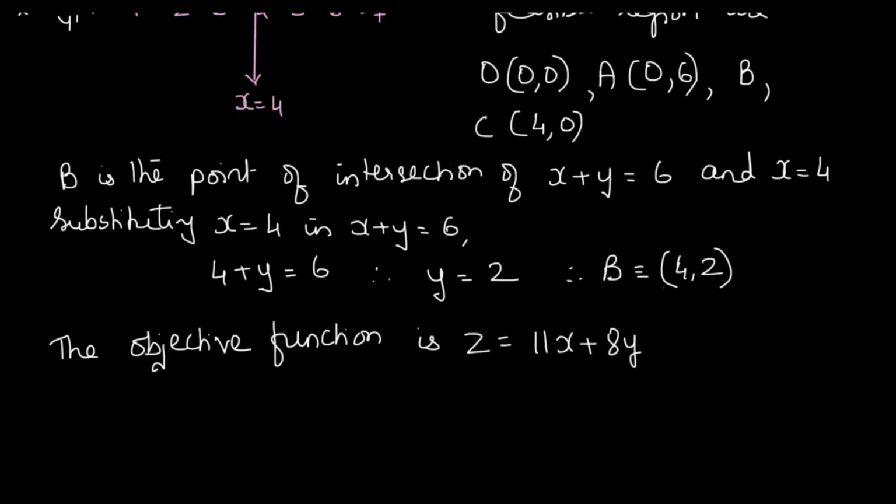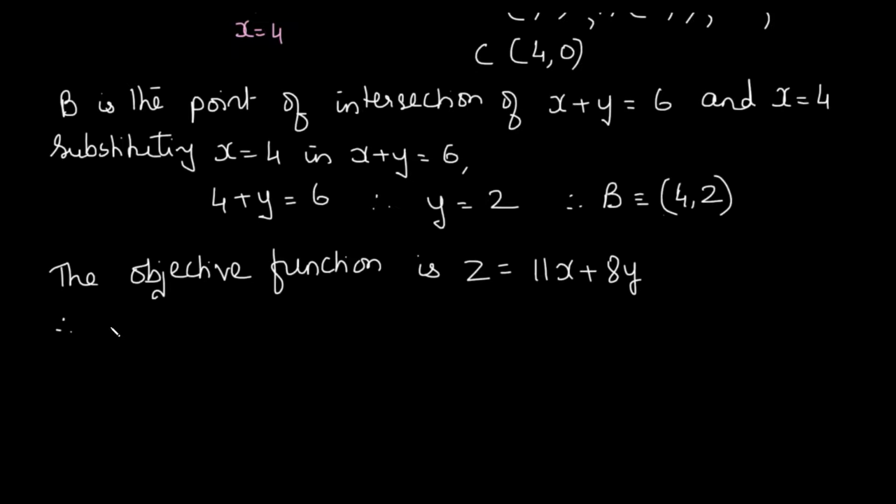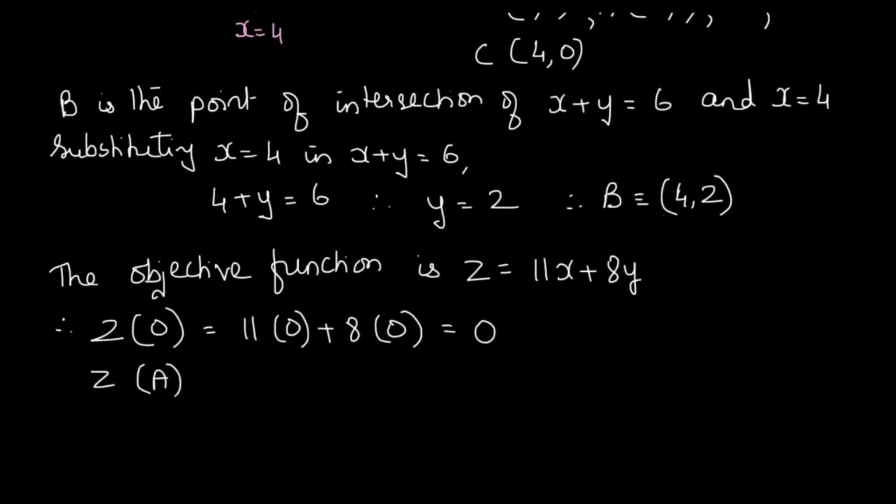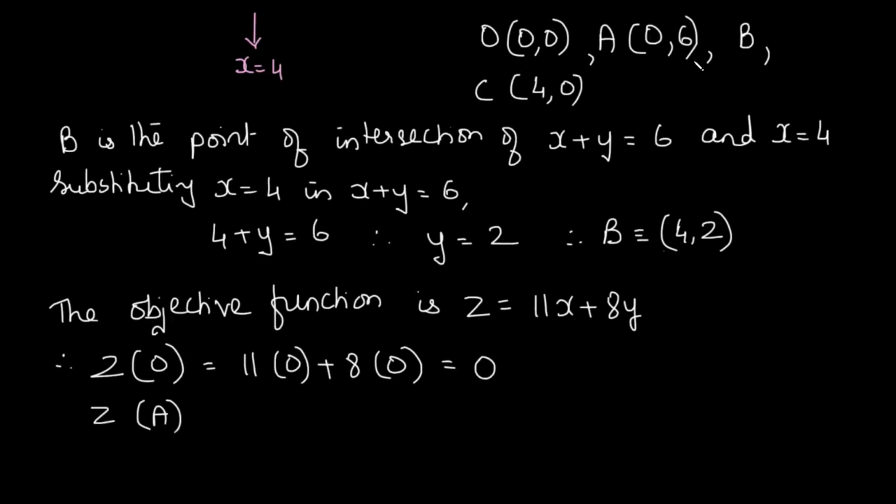So over here, we write it simply as z. Therefore, ZO, that is at O the coordinates are 0, 0 for xy. So ZO becomes 11 into 0 plus 8 into 0, which obviously comes out as 0. Similarly, the next point is ZA. Now A has the coordinates 0, 6. So ZA becomes 11 into 0 plus 8 into 6. I do hope you realize what I'm doing over here. So 6 8s are 48. So the value of Z at A is 48.